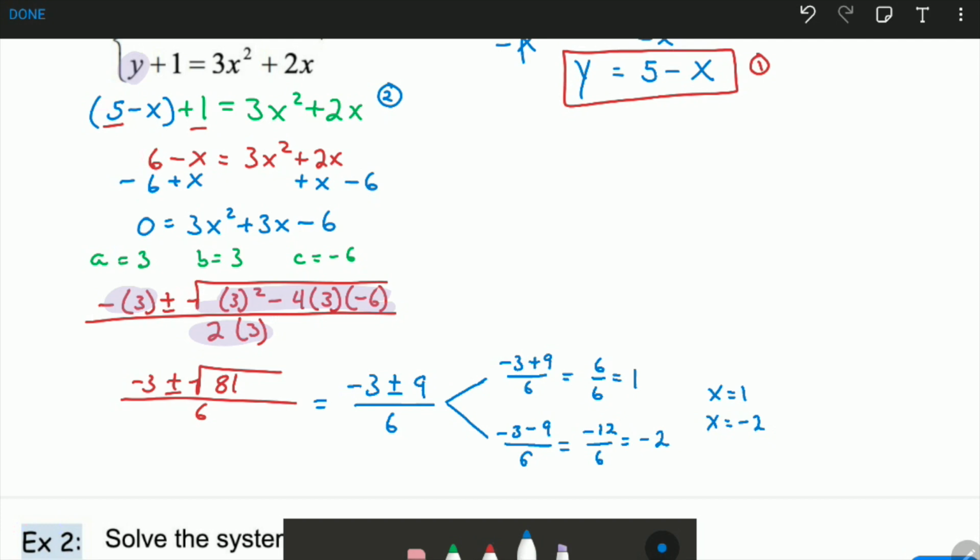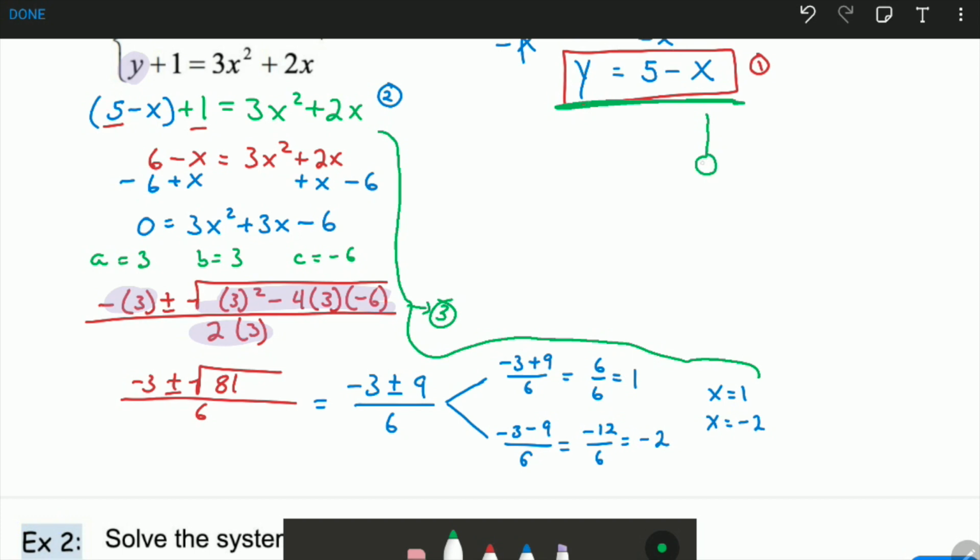Now, don't think you're done just yet. This was only step 3. We are solving a system. So all of this here is step 3. For a system, you need both x and y. So for the final step, we're going to go back up to the equation from earlier that I put in the box. And I'll plug my x values back in. So we have two x values. So we're going to do this twice for step 4.